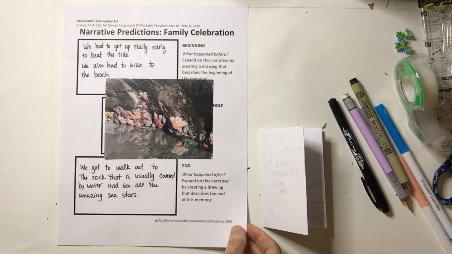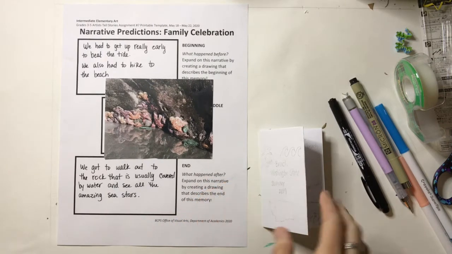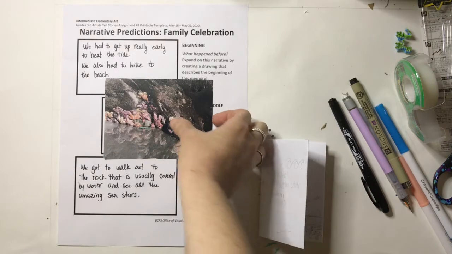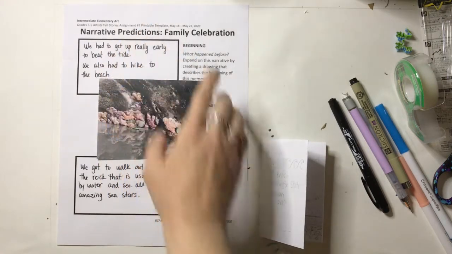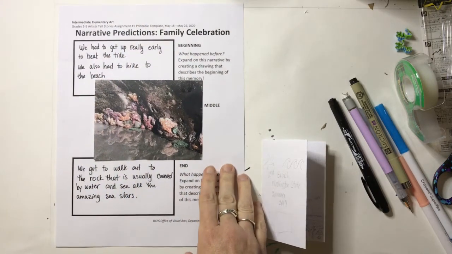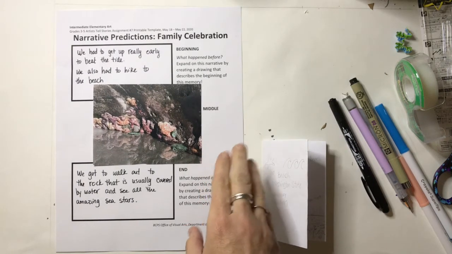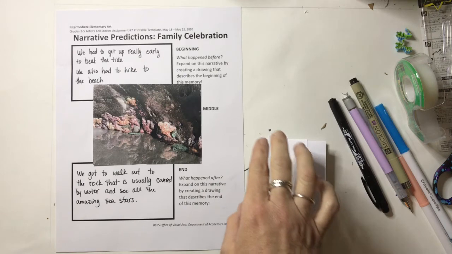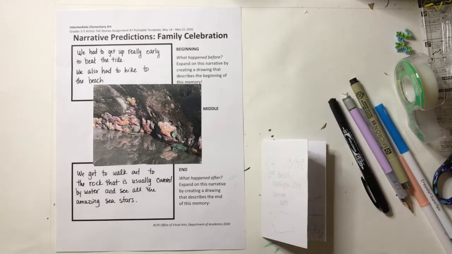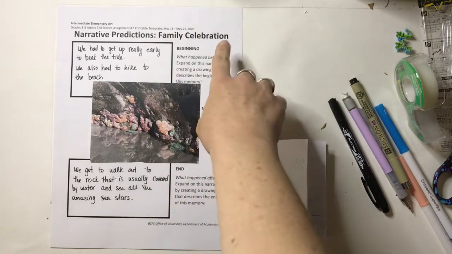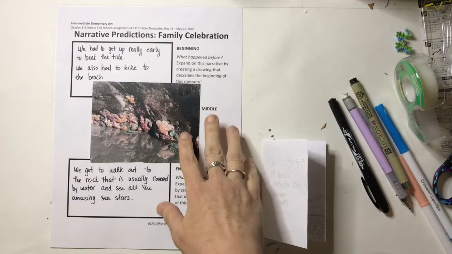This next lesson is part 2 of creating narrative predictions. Last week you had three templates, and really it was a brainstorming activity. So you were trying to decide on an idea for a story. I picked narrative predictions family celebration. I mean, it's kind of a celebration.